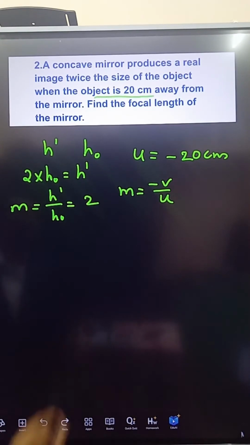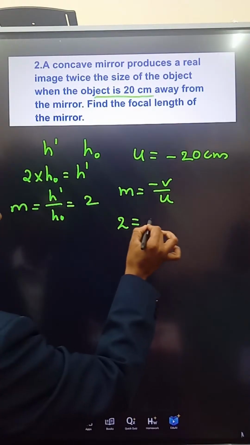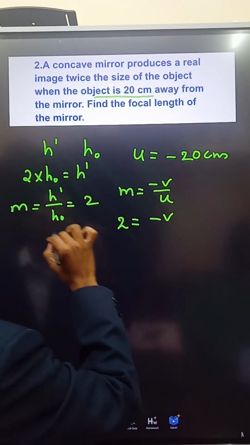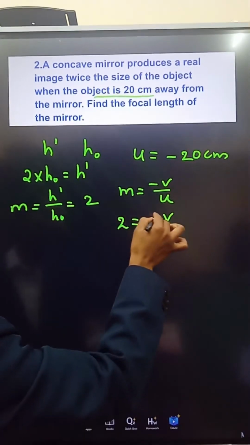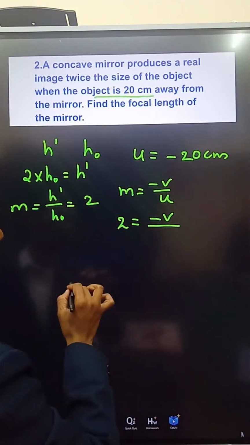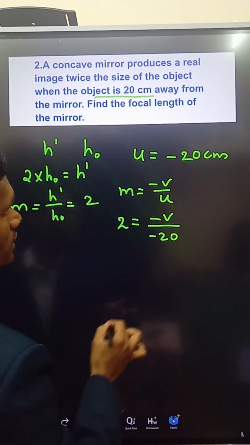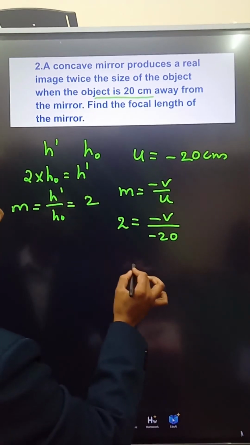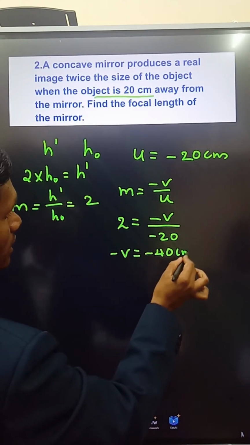This relation we know. Since the magnification is already given, we will substitute the values here. That is 2 is equal to minus V, because we don't know the image distance. They have asked to find the focal length of the mirror, so for that we need to find V first. So here minus V, and U is minus 20 centimeter, right? We will bring it to the other side. So this becomes minus V is equal to minus 40 centimeter, right?